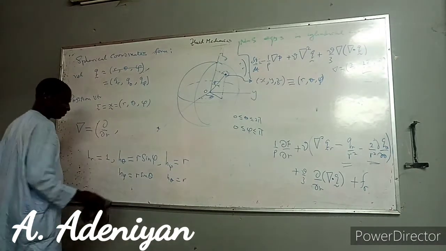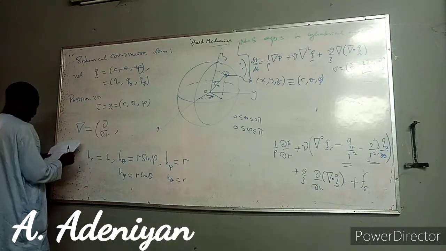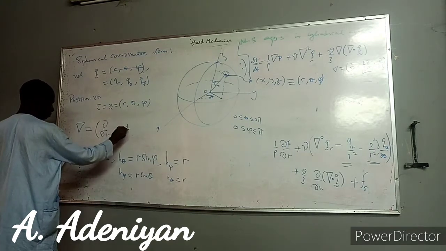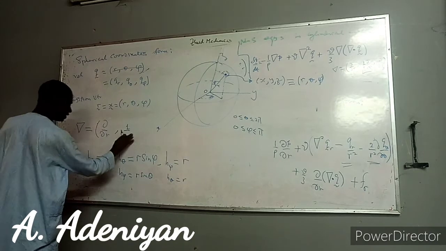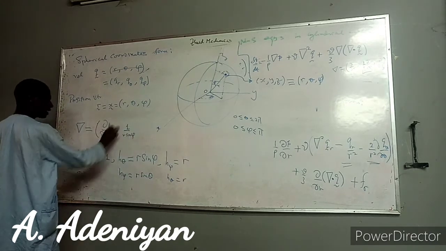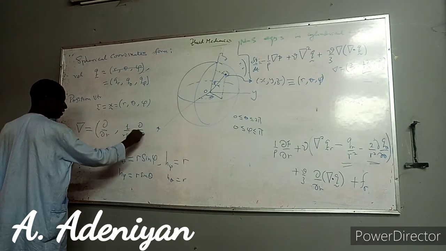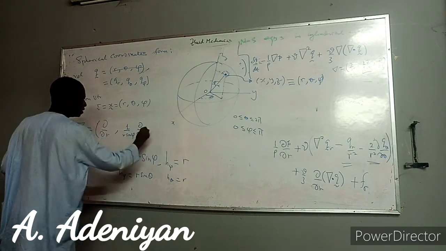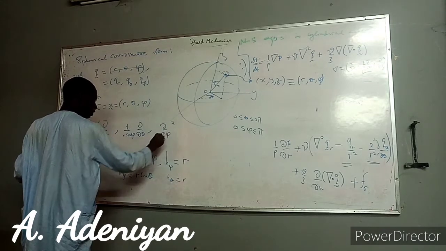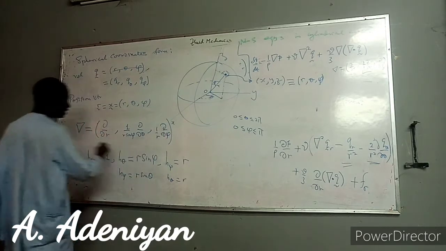Now, in that way, I will write the del operator. That del operator will be 1 upon what? R sin phi, because of the scalar factor, times the partial with respect to theta. And for the last one, I want to write the partial with respect to phi. What is the scalar factor? That is 1 upon r. That's it. Then follow the same trend.